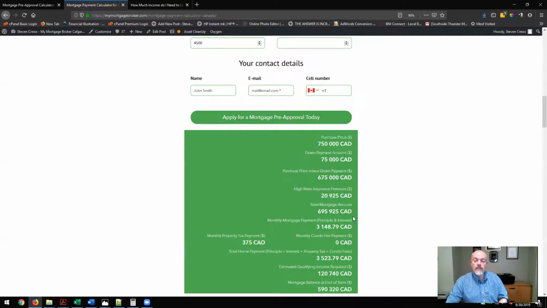So total mortgage is this. Your payments are $3,150 a month approximately. With property taxes, you're looking at $3,500 a month for a $750,000 purchase with 10% down.